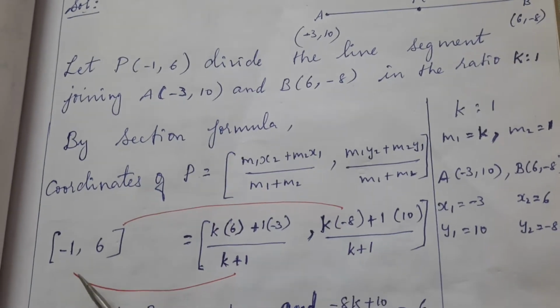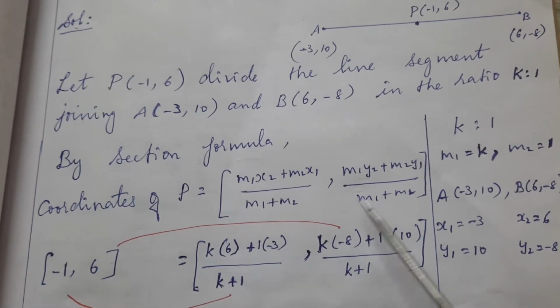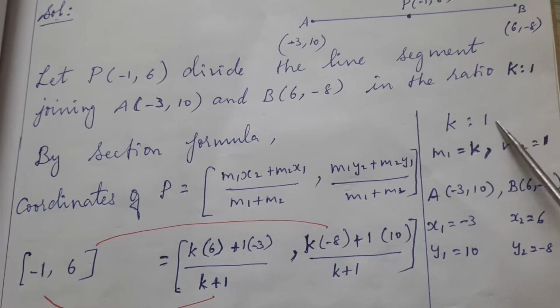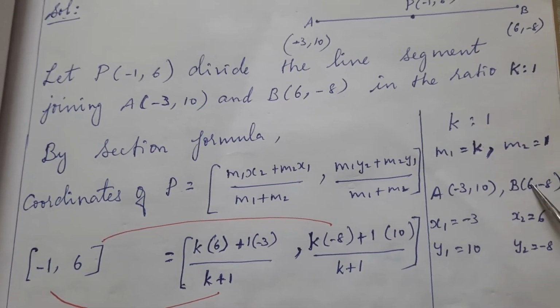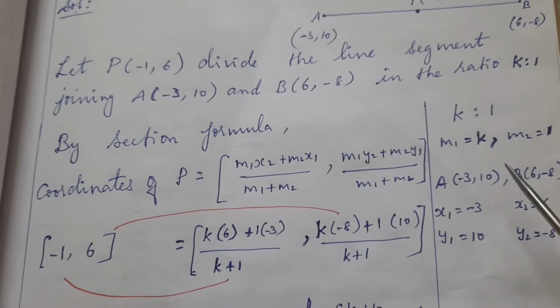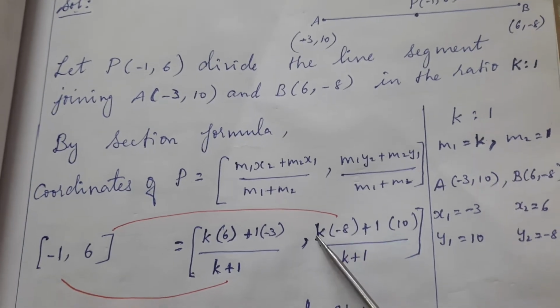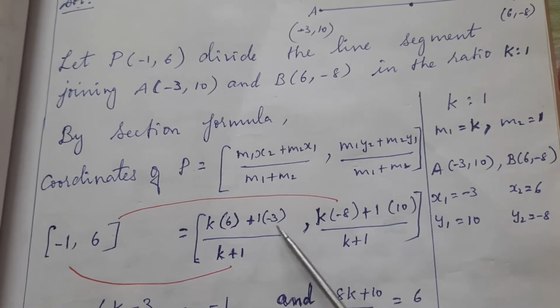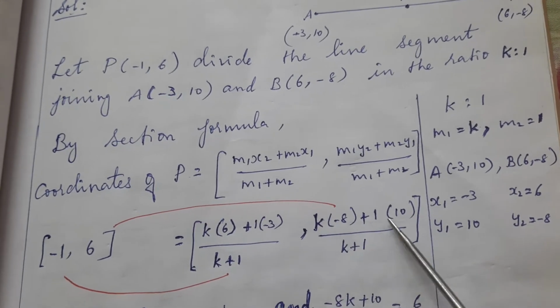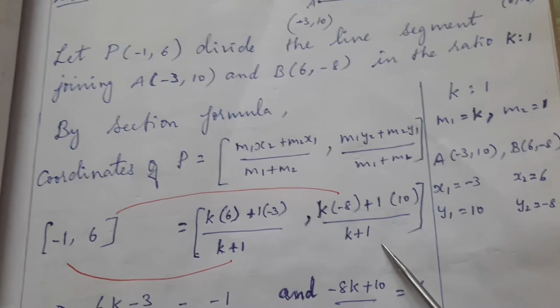Now the coordinates of P are (-1, 6) and we know k is to 1 is the ratio. So m1 is k, m2 is 1. A and B are the 2 points. A is (x1, y1) and B is (x2, y2). Substituting these values in this formula, we get (k into 6 plus 1 into -3) by (k plus 1), and (k into -8 plus 1 into 10) by (k plus 1).